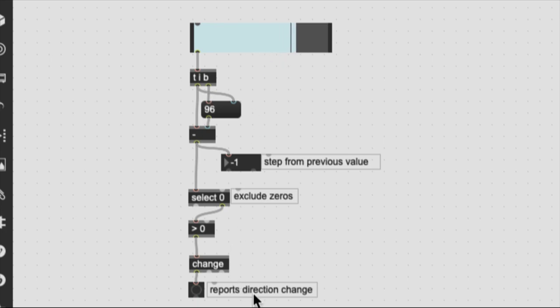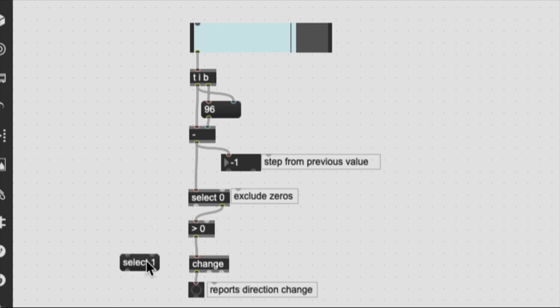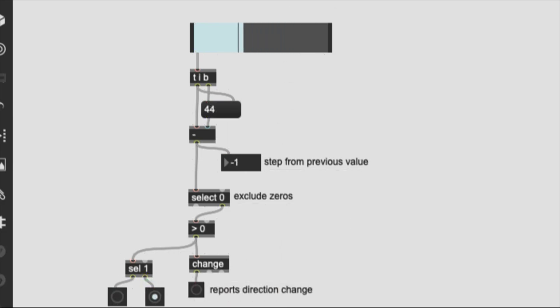Okay, I could get a separate bang for separate direction changes. I could do that with a select 1. Oh, sorry, an object box there. Select 1, because then I will get a bang for one direction, and a bang for another direction. Let's check that. You see I get two different ones.